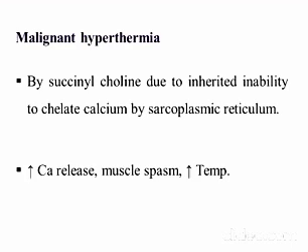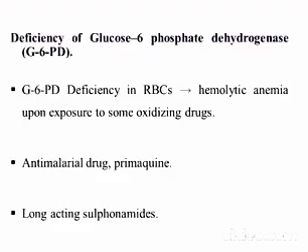Because of the increased contraction, that leads to the increased temperature. The other one is deficiency of the glucose 6 phosphate dehydrogenase enzyme. If this enzyme is deficient, it leads to hemolysis of the RBC. For example, if a person has a deficiency of this enzyme and takes the drug primaquine, that leads to an adverse drug reaction called hemolysis of the RBC. Even the long-acting sulfonamides can cause hemolysis of RBC in this condition.